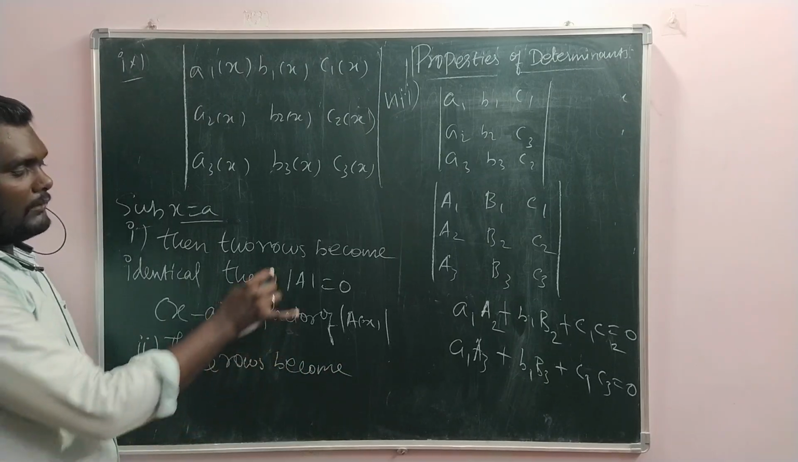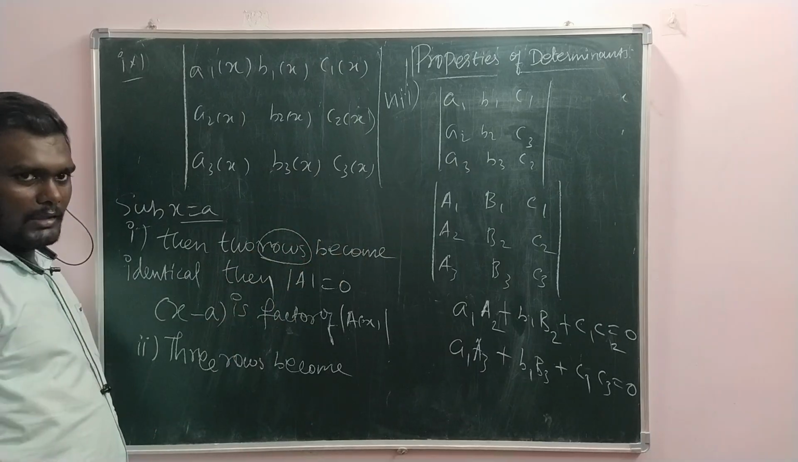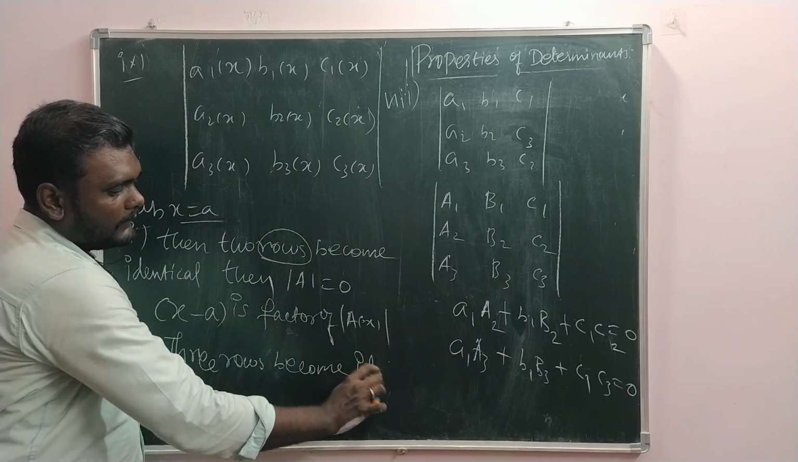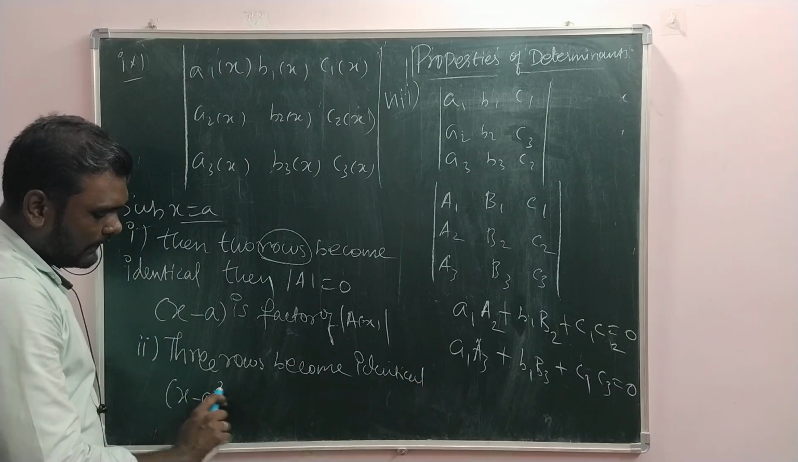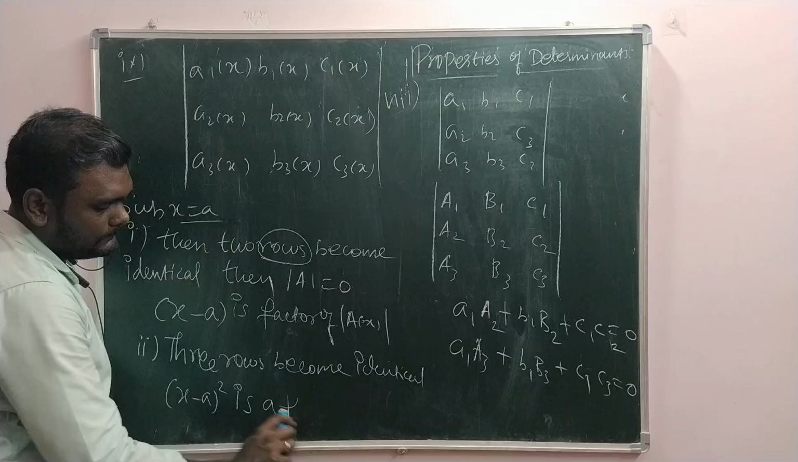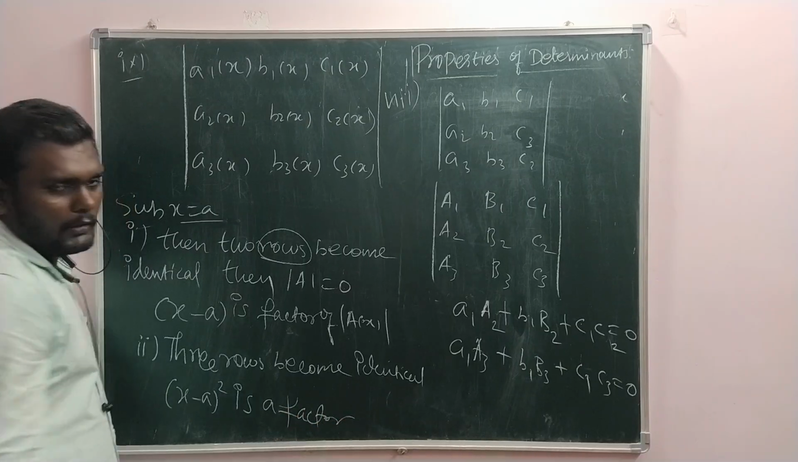Three rows or columns. Whenever I say rows or columns, it applies to either. So become identical means, then we say (X minus A) whole square is a factor.